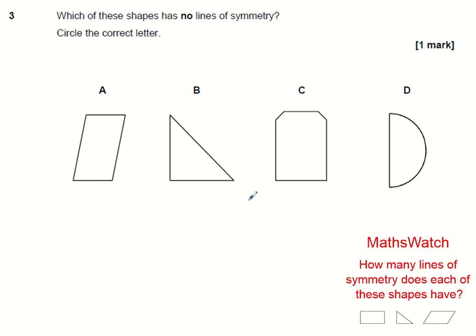Question 3. Which of these shapes has no lines of symmetry? Circle the correct letter. Well, some of these do have lines of symmetry. So shape B has a line of symmetry that is going diagonally. Shape C has a line of symmetry that's going vertically. And shape D has a line of symmetry going horizontally. Therefore, the answer is shape A, that has no lines of symmetry.